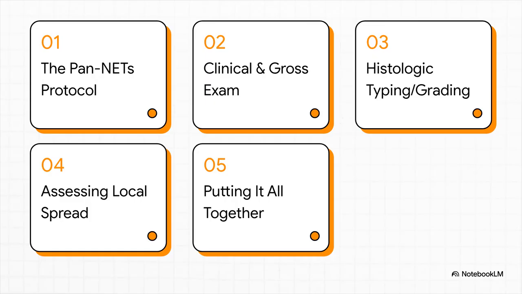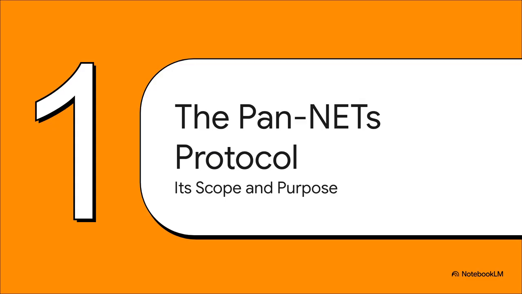So, here's the game plan. We're going to walk through this just like you would in a real case. We'll start with the basics of the protocol, then look at the clinical info and what to do at the grossing bench. From there, we'll dive deep into the microscope work, the typing and grading. Then we'll figure out how far the tumor has spread, and finally, we'll put all those pieces together for the final stage.